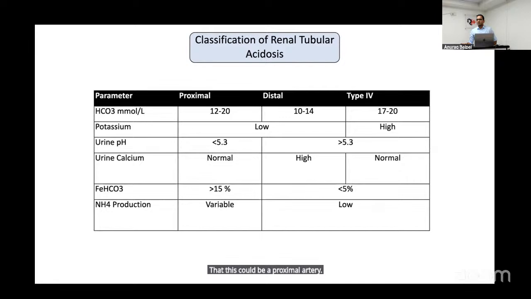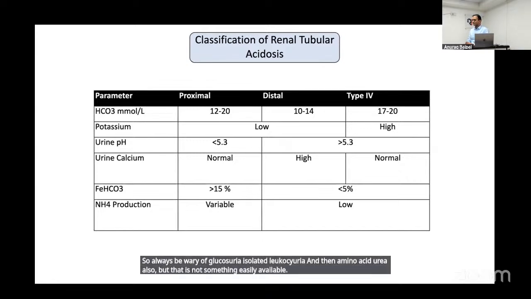Urine pH. So always be wary of isolated glucosuria, and then aminoaciduria also, but that is not something easily available. Glucosuria is easily available.